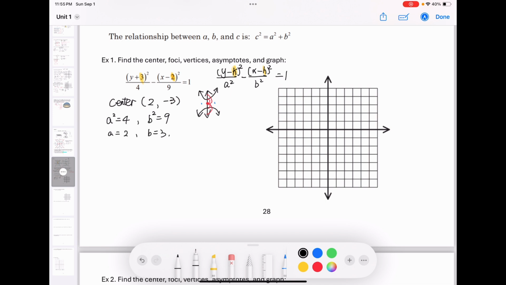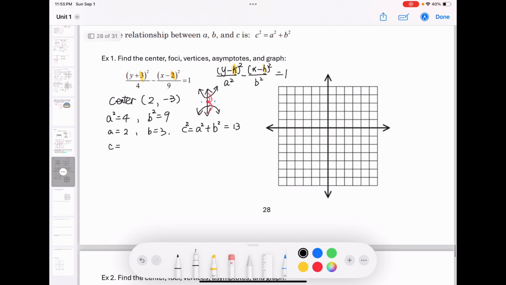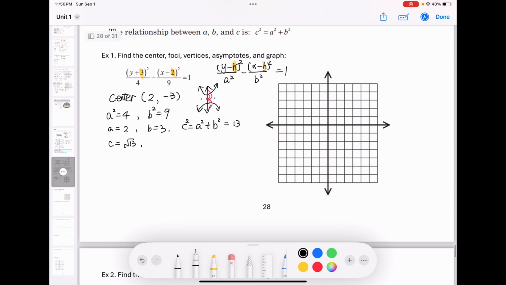What is the c? c squared is equal to a squared plus b squared. So c squared is equal to 13, so c is equal to square root of 13. a, b, c are all positive values. Now I can find my vertices, co-vertices, and then foci. Later we can also find the asymptotes.